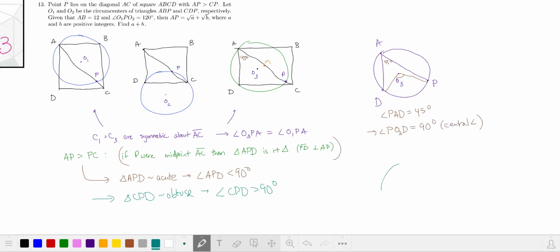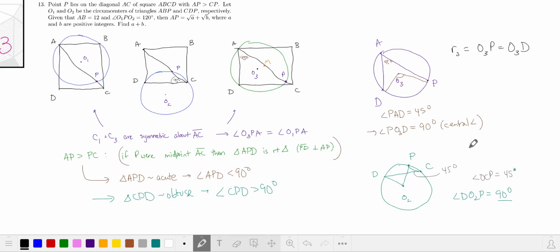And then if we look at circle 2, which passes through D, C, and P, this angle down here is also 45 degrees, and it's an inscribed angle. The corresponding central angle, DO2P, then is twice that, or 90 degrees. Two of our radii up here of our circle 3 are O3P and O3D. We also have two radii in circle 2, O2P and O2D.